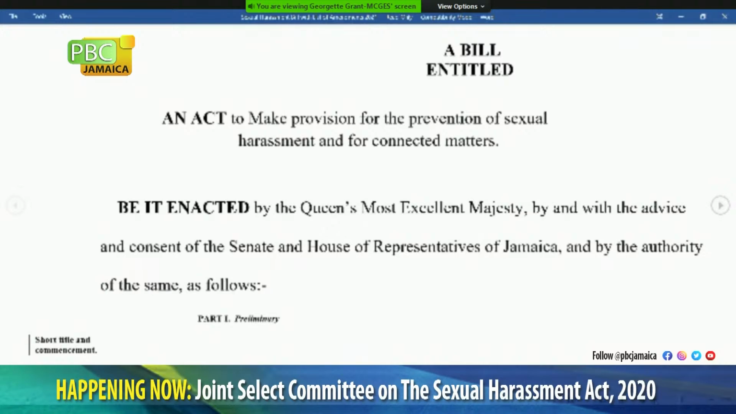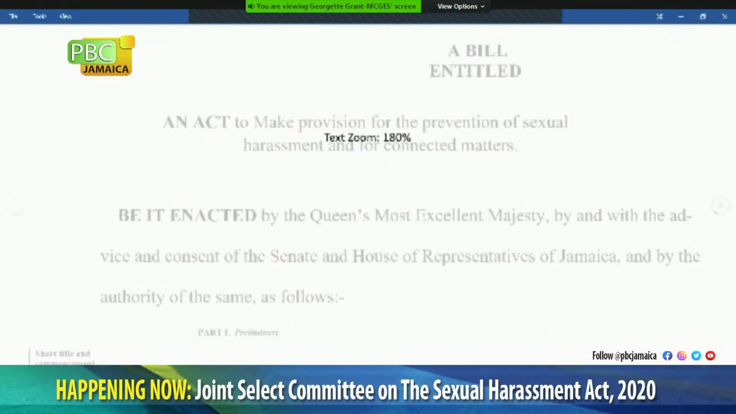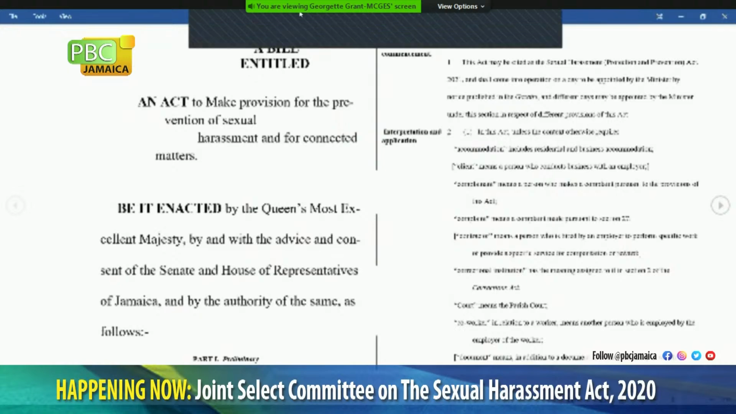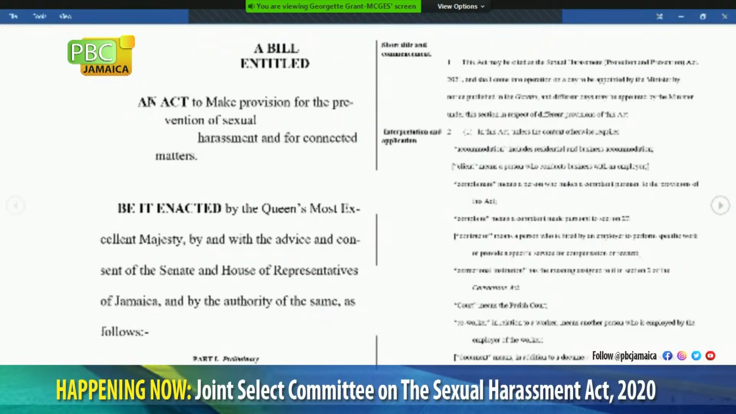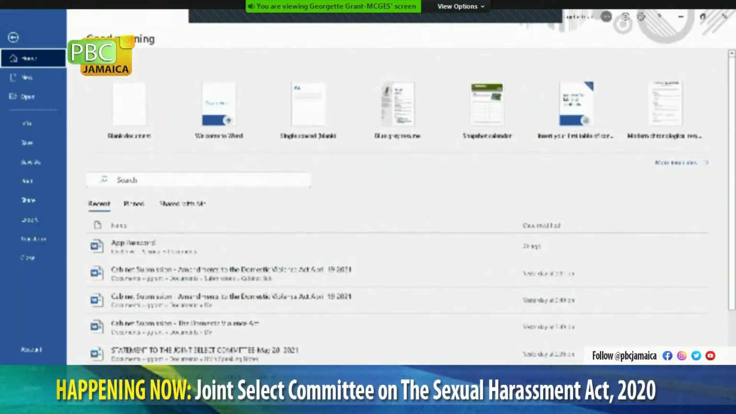Georgette, I'm not seeing it, so can you just minimize it a little bit, please? Right, so what you're seeing on the screen, Chair, is the bill with the track changes of the amendments inserted, so that members can follow from their list and see where we have inserted these amendments in the bill. We're not able to read it clearly.